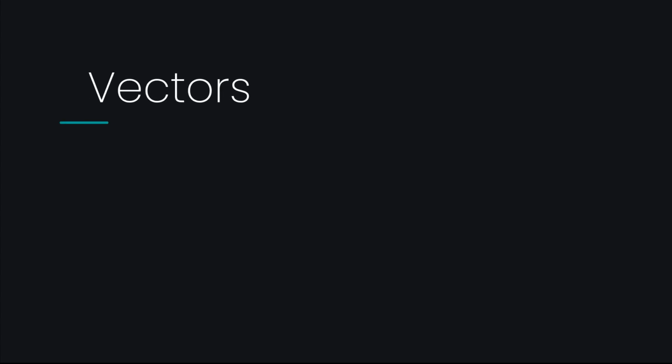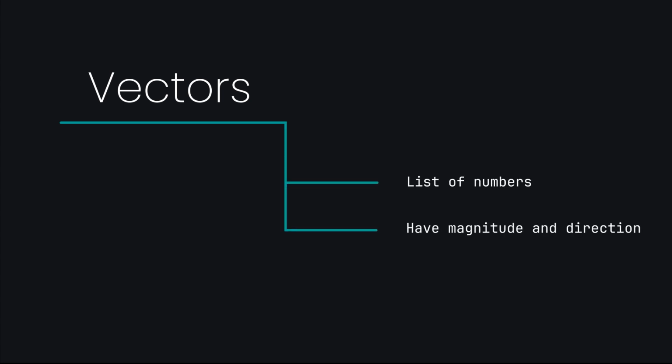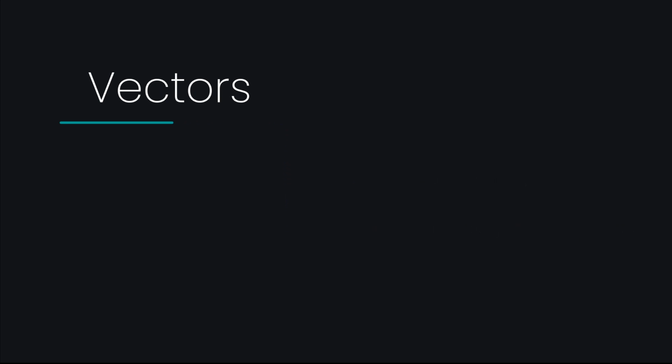But vectors are lists of numbers. They have both magnitude and direction. In linear algebra, vectors are typically represented with bold-faced letters, often accompanied by an arrow above the letter.